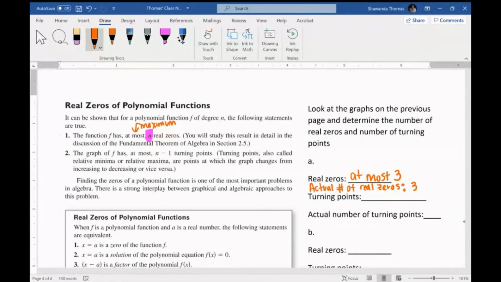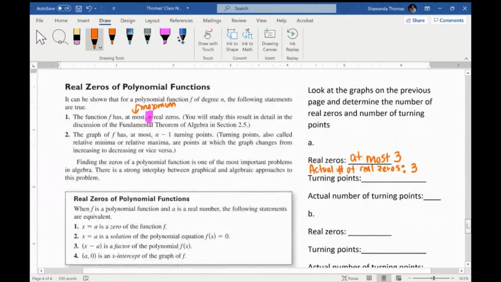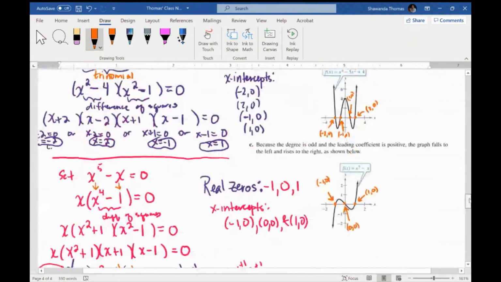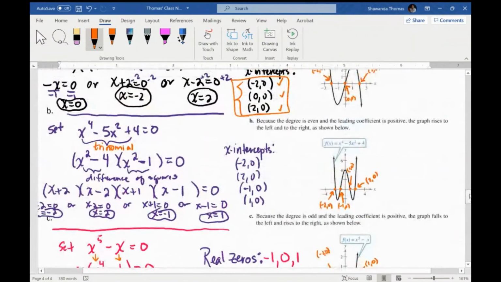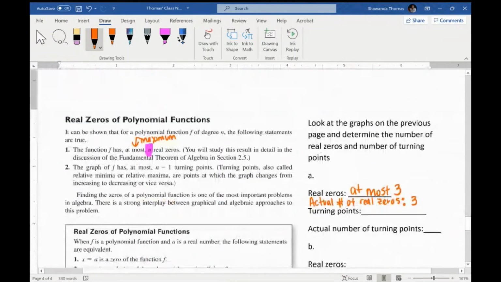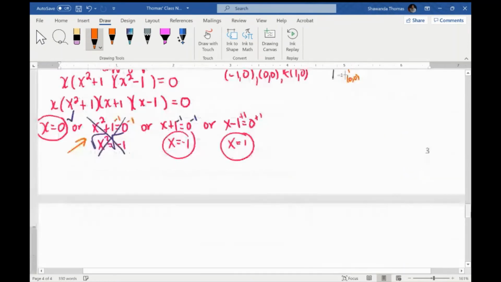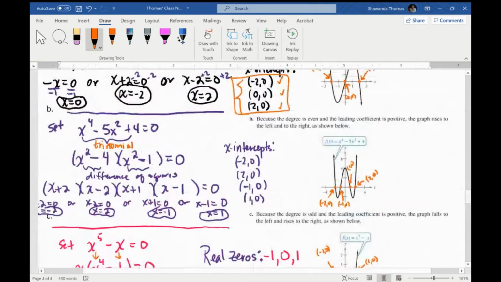All right. Let's look at B. We're going to skip turning points because I haven't taught it yet. At most, how many are we supposed to have? What's n for B? 4. At most 4 for B. What was the actual number of real zeros that we found? 4. We actually found all 4 for that one.